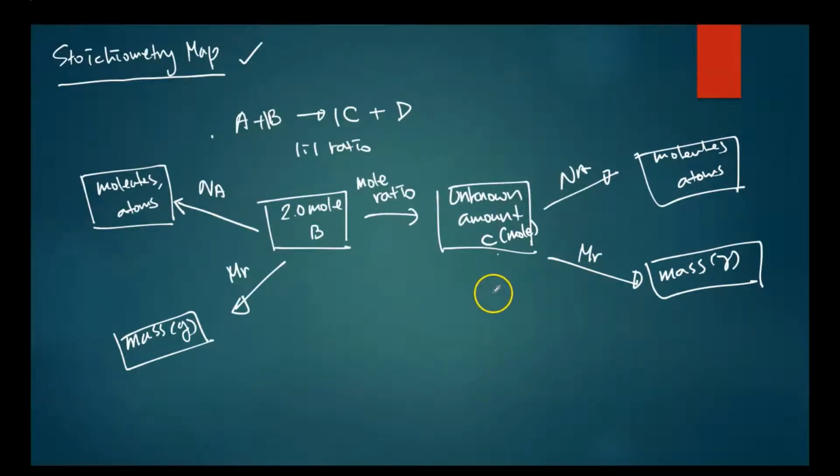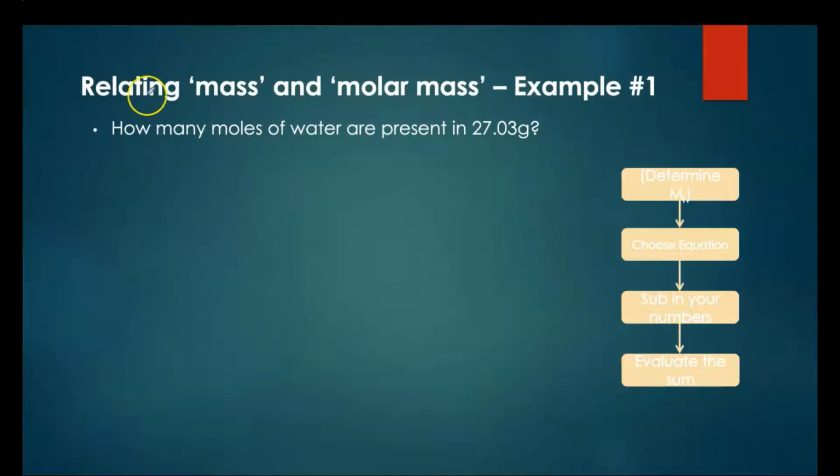Just remember this: whenever you want to convert from one compound to another compound, you always need to use the mole ratio, and the known amount needs to be in moles. And if you want to convert from mass to molecules, you always have to go to the mole first and then convert to the molecules. So I want to talk about relating the mass with the molar mass.